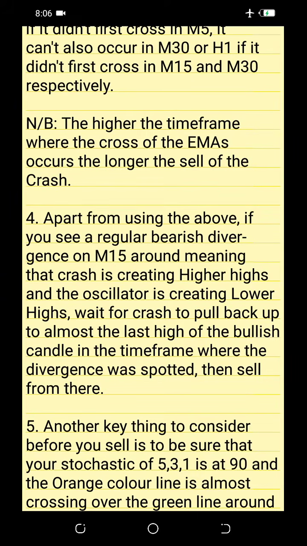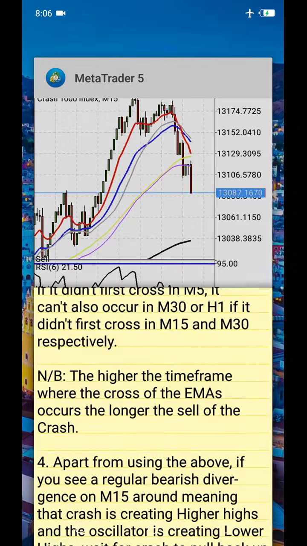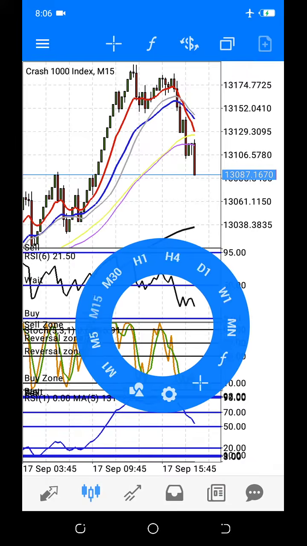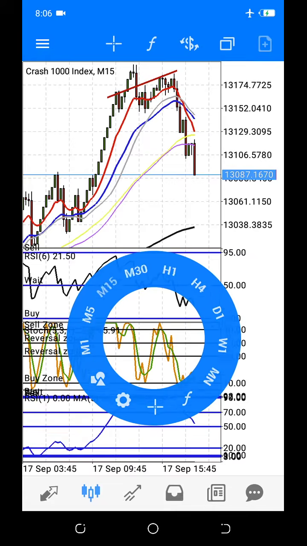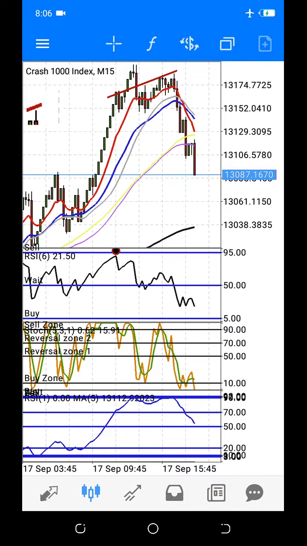Now, number 4, apart from using the above, what we have just explained so far, if you see a regular bearish divergence on M15, meaning that crash is creating higher highs, that is the chart, the candlesticks are creating higher highs and the oscillator is creating lower highs, wait for crash to pull back up to almost the last high of the bullish candle in the time frame where the divergence was spotted, then sell from there. What it means is, in every divergence spotting, let us assume that this was a divergence, although it's not a very clear example. Price was making higher highs, assuming, okay, that was it, and then the oscillator is making lower highs.